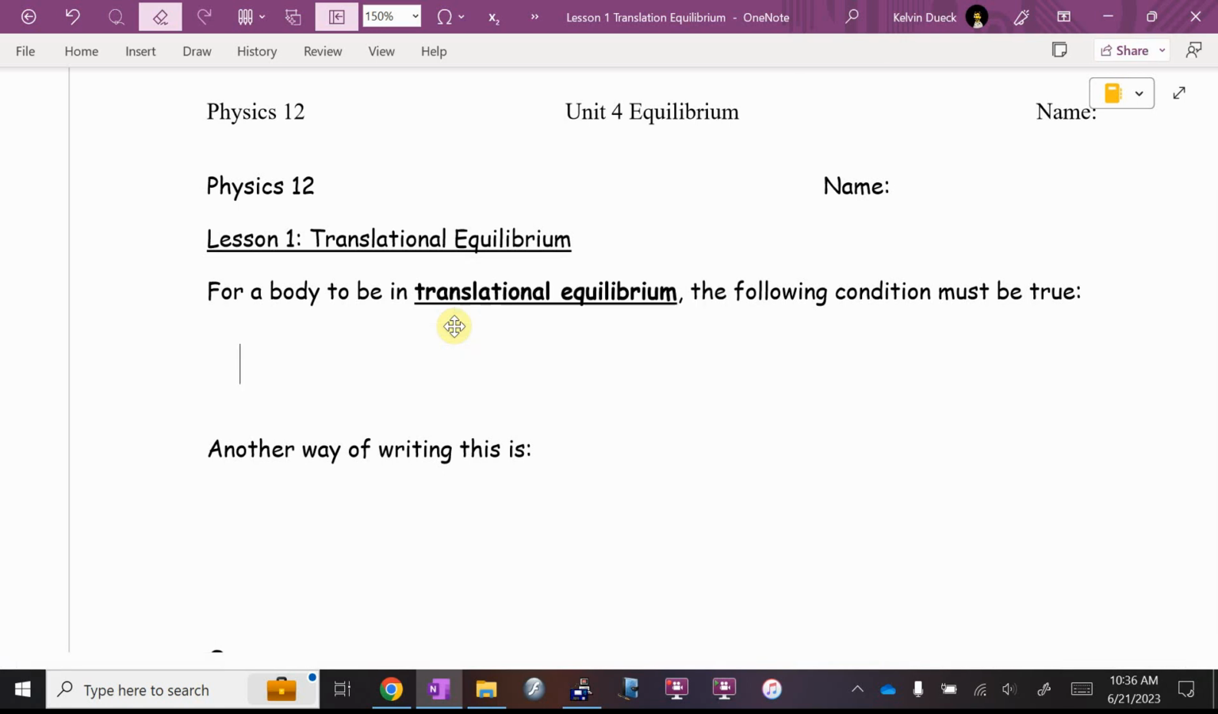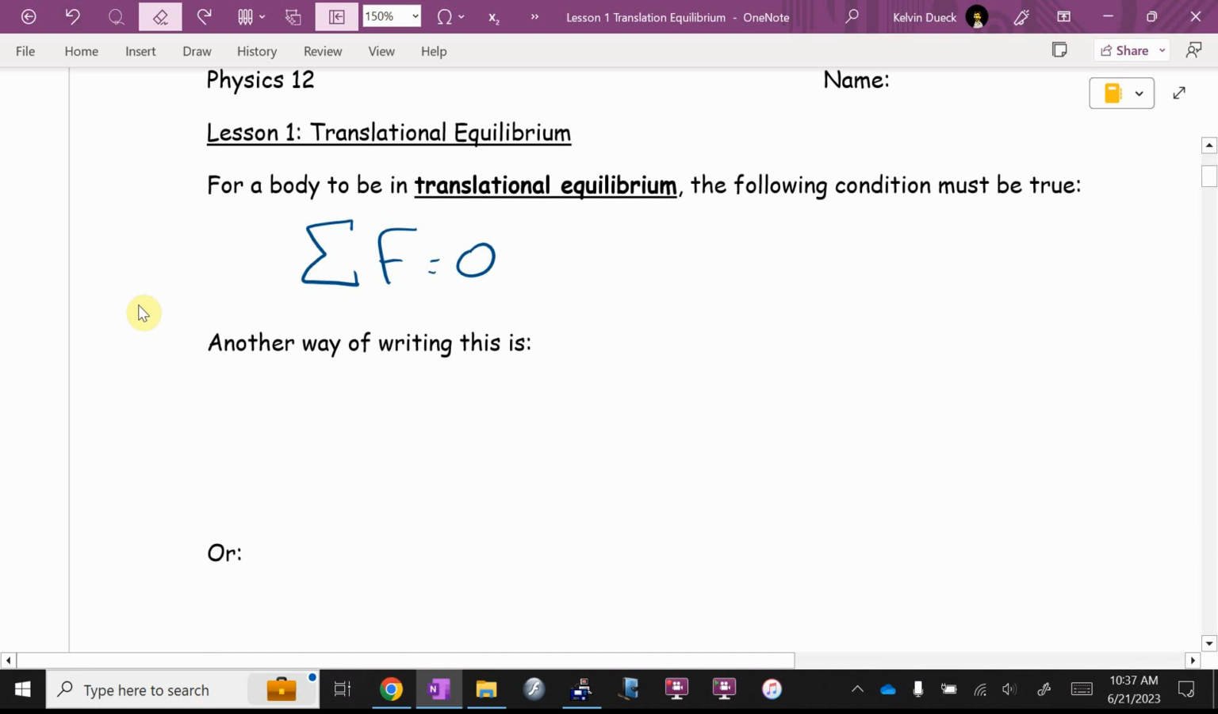Okay, that's okay. So we have an abbreviation for the sum of. It's that fancy little sigma symbol: the sum of all the forces has to equal zero. Now, that's the proper sigma. I'm really sloppy and lazy. Most of my sigmas just look like a capital M on its side, and that's what I'm going to be doing for the rest of it. If you notice that the sum of all the forces is zero, we say it's in translational equilibrium.